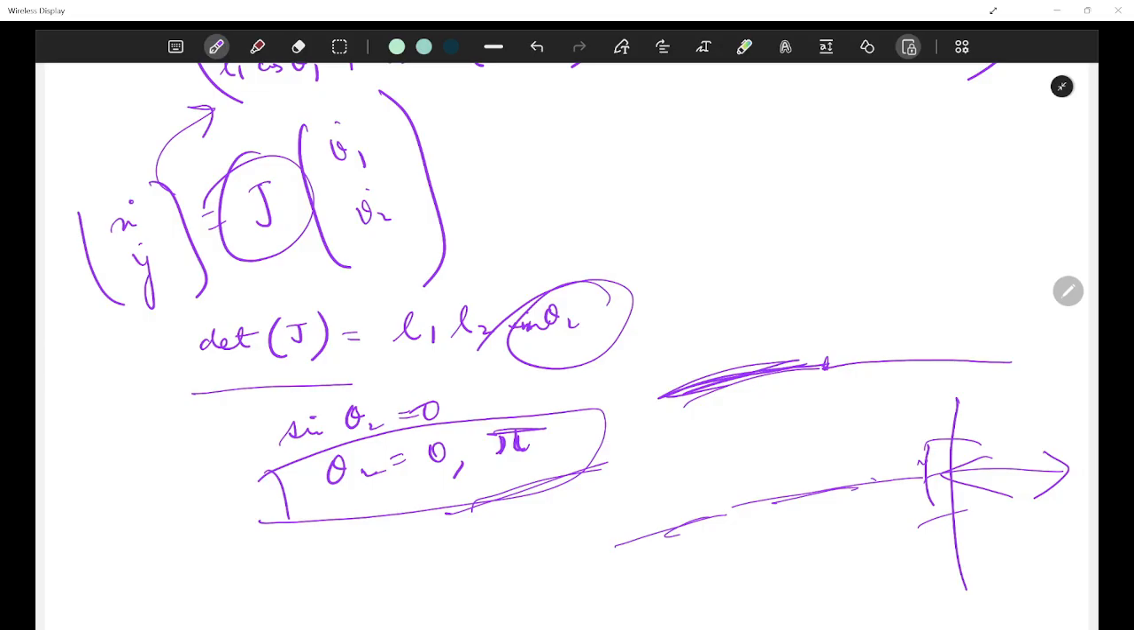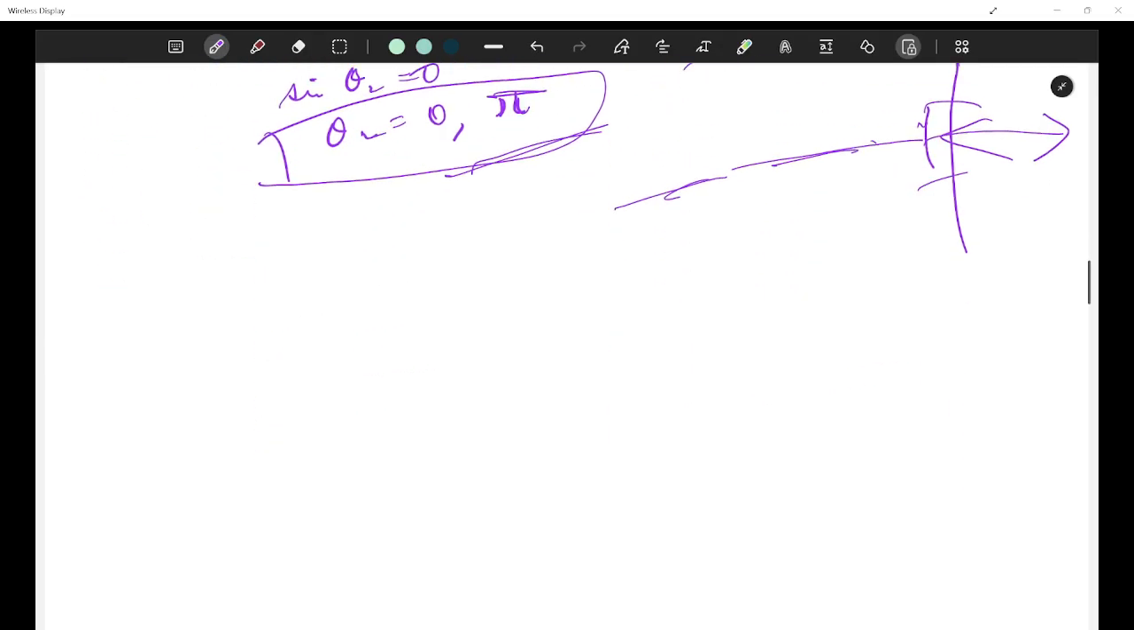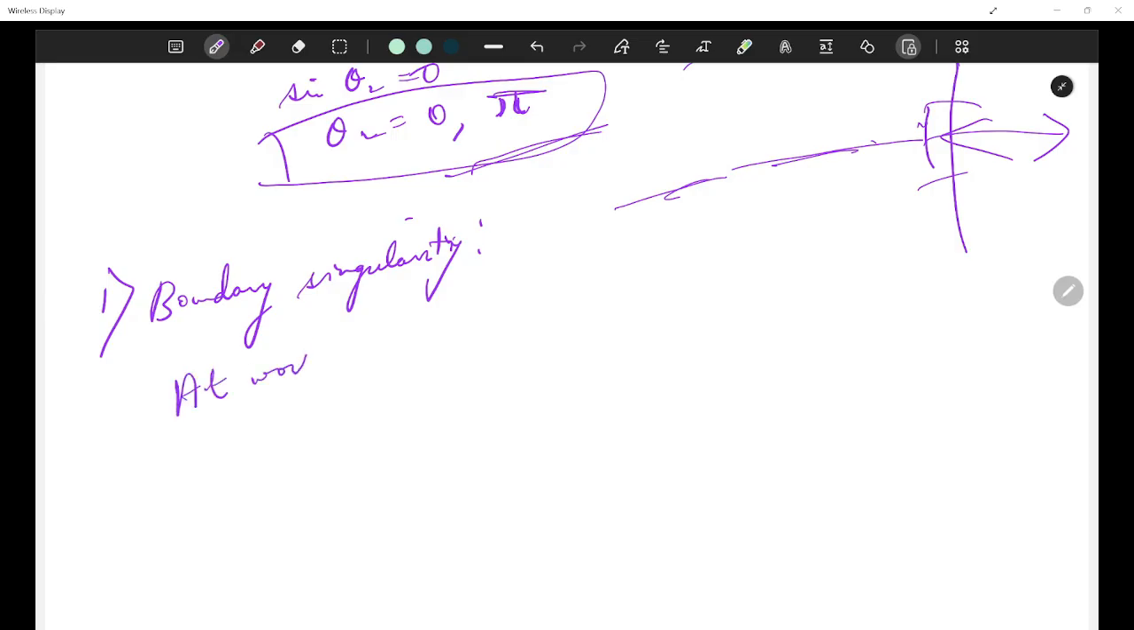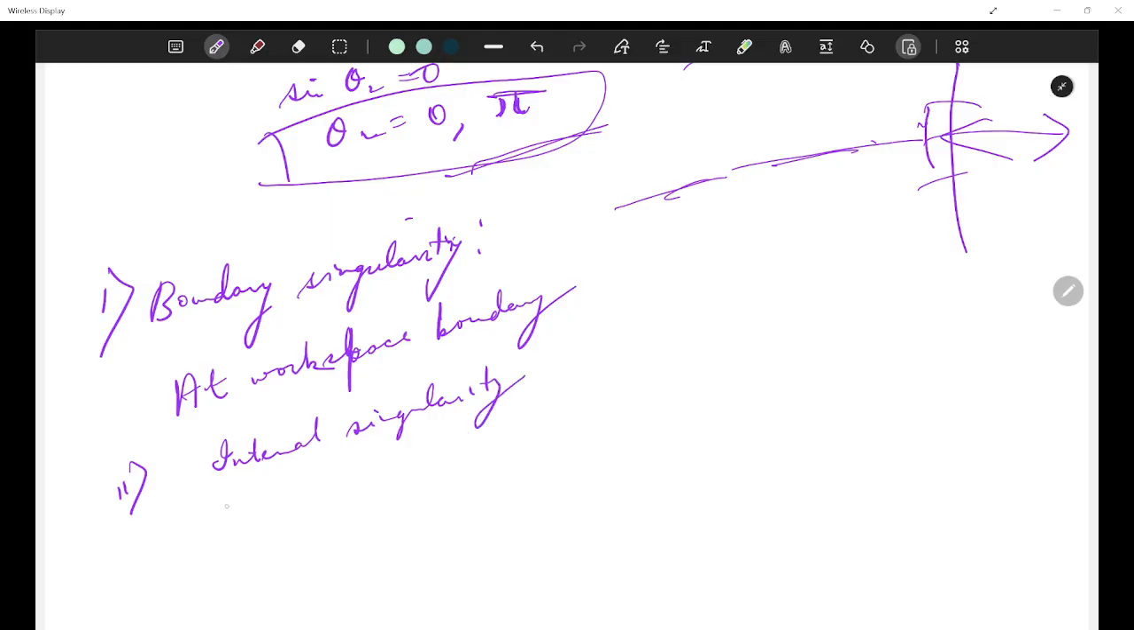So there are a number of singularities in serial manipulators. One is boundary singularities. When does it happen? It happens at the workspace boundary. The one example that we saw: the 2R arm fully stretched. The second is internal singularities. It happens inside the workspace.